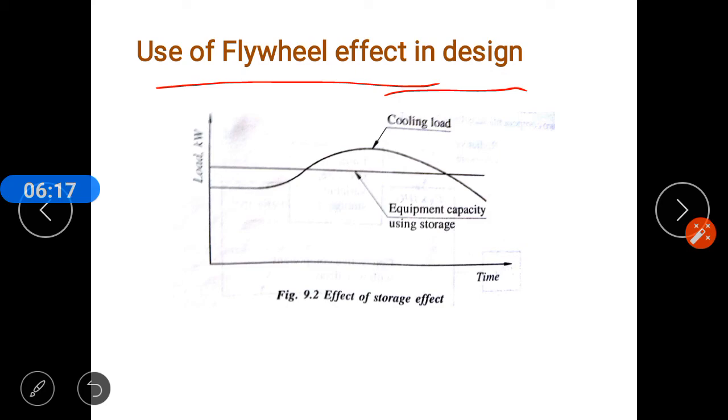So this will be effectively used in reducing the capacity of plant in small commercial and residential installations, which is shown in this figure.